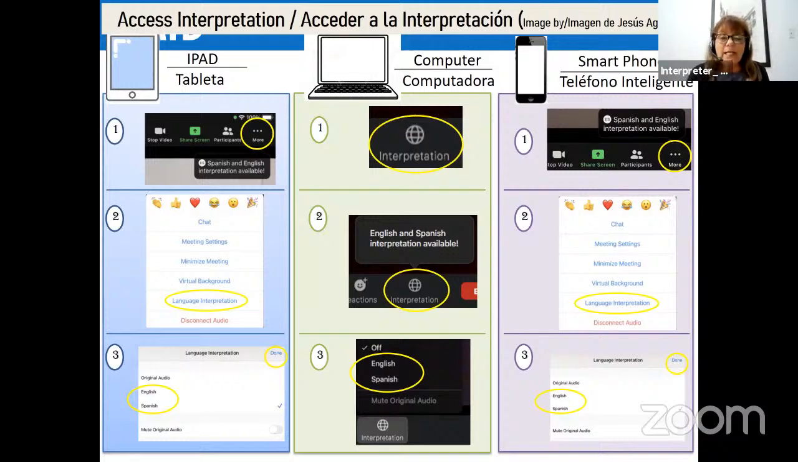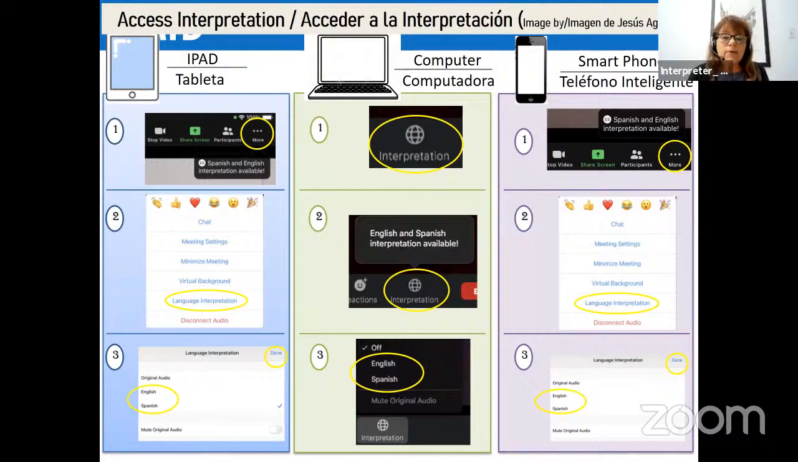If you are not bilingual and you are calling from a laptop or a computer, you will see once the interpretation is activated, a globe icon at the bottom right-hand side of the screen. Click on the icon, click on language interpretation, select English.